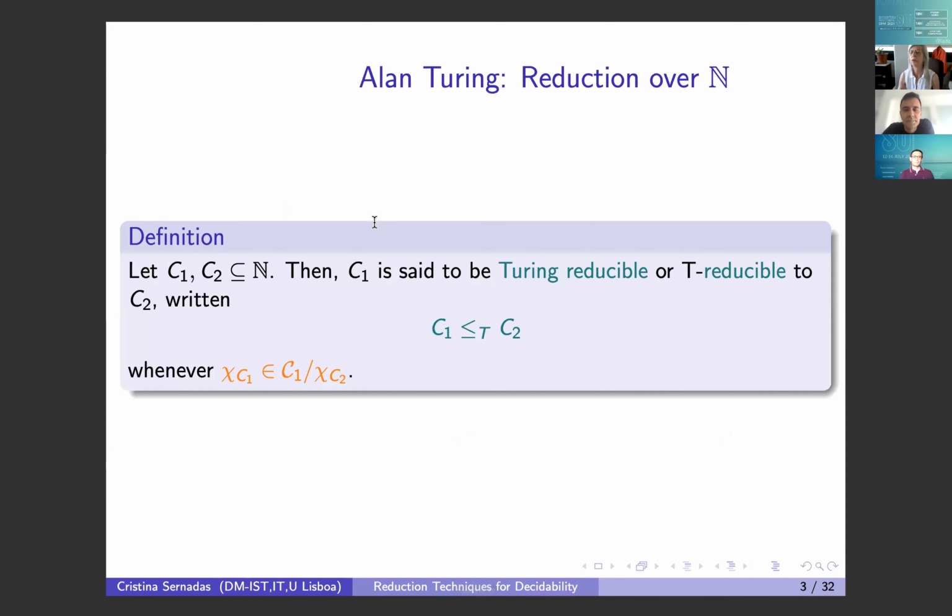The other pillar of the things that I'm going to talk about is Alan Turing and his notion of reduction. So Alan Turing was the first to define reduction over the natural numbers. His idea was that if we have two subsets of the natural numbers, we can say that C1 is reducible to C2, provided that the characteristic map of C1 is computable when you take as an oracle the characteristic map of C2. I'm not going to take this notion. I will take a more abstract notion than this one. But anyway, one of the roots of my work is here, precisely.